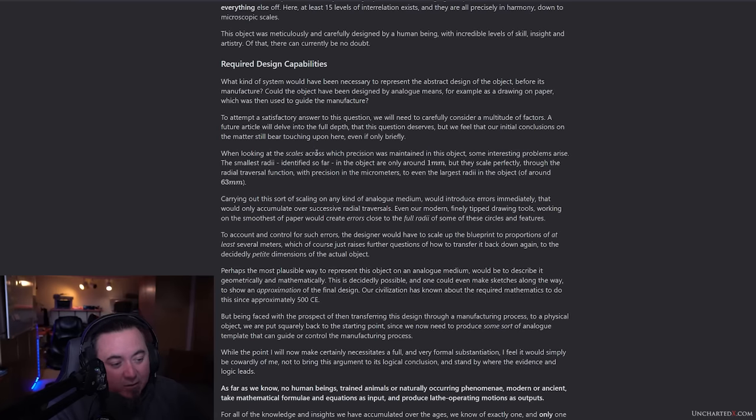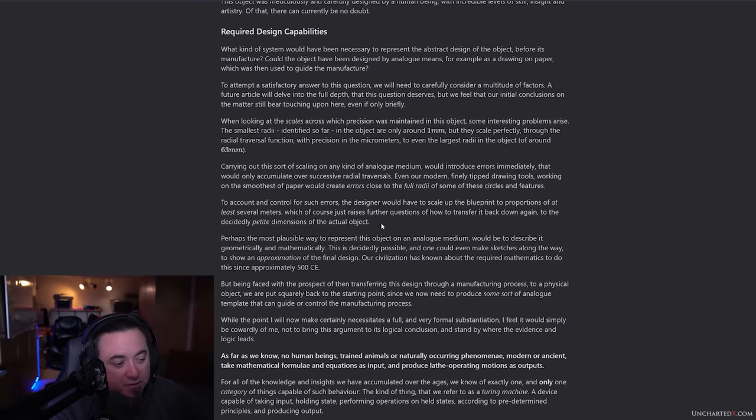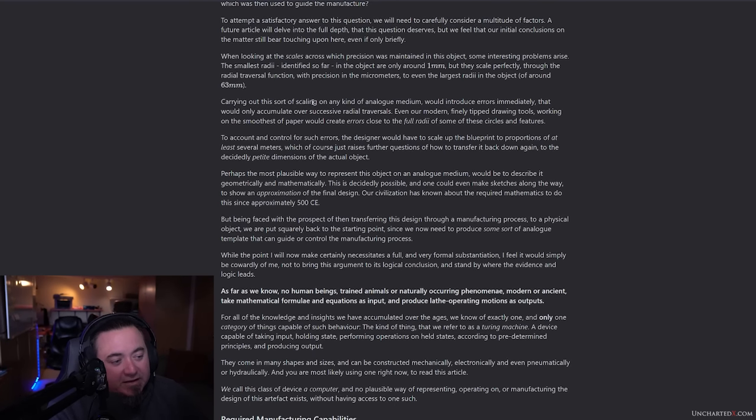When looking at the scales across which precision was maintained in this object, some interesting problems arise. The smallest radii identified so far in the object are only around 1 millimeter, but they scale perfectly through the radial traversal function with precision in the micrometers to even the largest radii of the object, which is around 63 millimeters. Carrying out this sort of scaling on any kind of analog medium would introduce errors immediately that would only accumulate over successive radial traversals. Even our modern, finely tipped drawing tools working on the smoothest of paper would create errors close to the full radii of some of these circles and features.